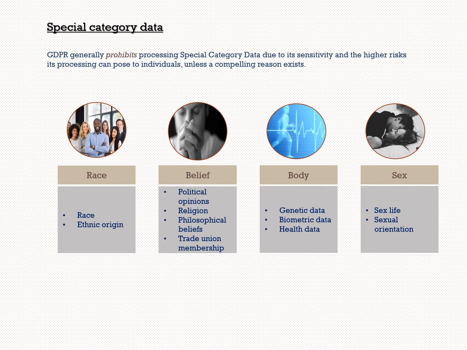In short, you can categorize each of the bullet points which are special category into four buckets, which is race, belief, body, and sex. As highlighted, as much as it is prohibited in many respects to process this data, if one is able to demonstrate a compelling reason, which I will come on to in slide 10, you are able to process that data, but we'll come on to that momentarily.